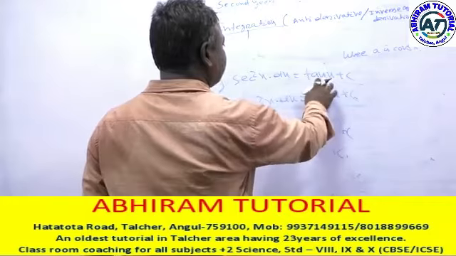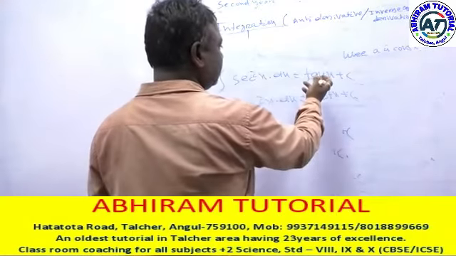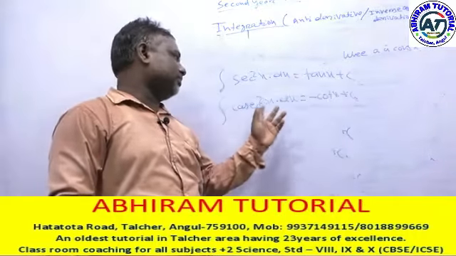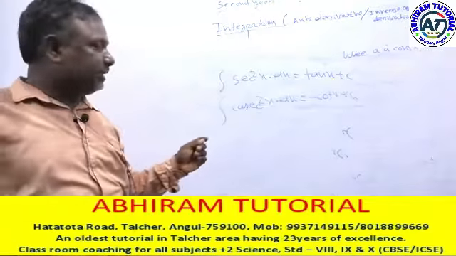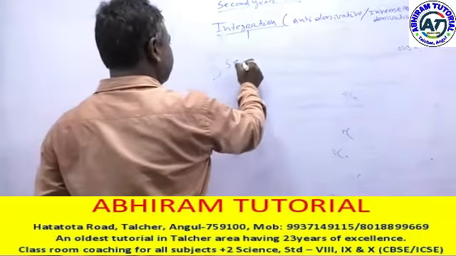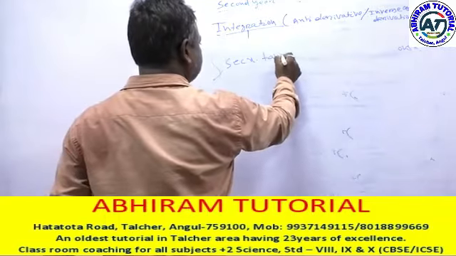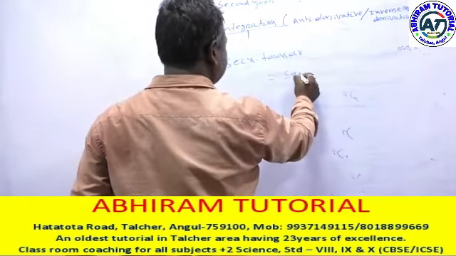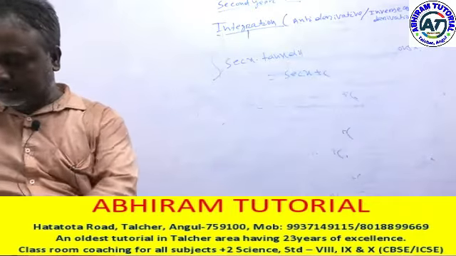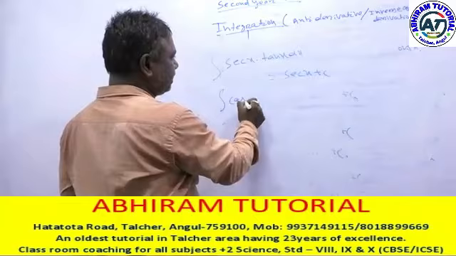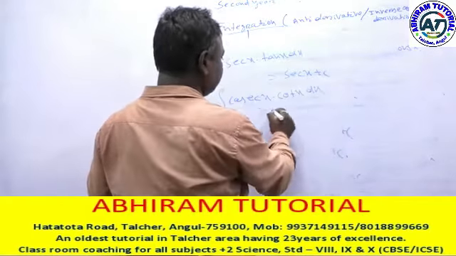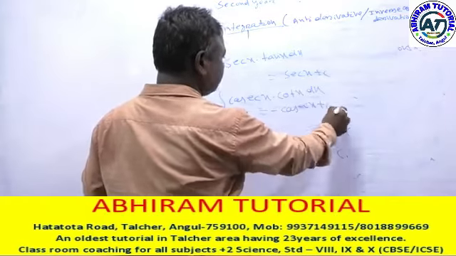You will see the derivative of tan x is sec square, so the integration of sec square is tan x. And the derivative of cot x is minus cosec square, so you can find the cosec square integration is this. And then the integration of sec x tan x into dx is equal to sec x plus c. Similarly, the integration of cosec x cot x into dx is equal to minus cosec x plus c.